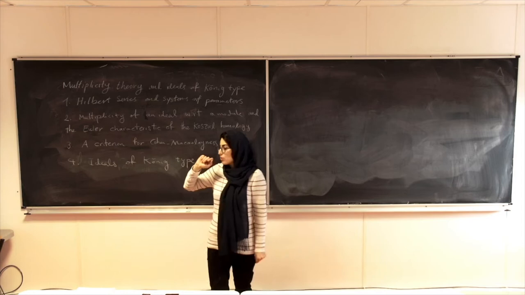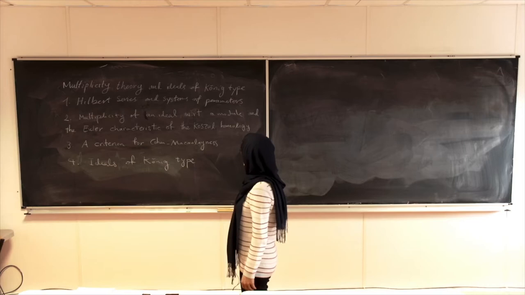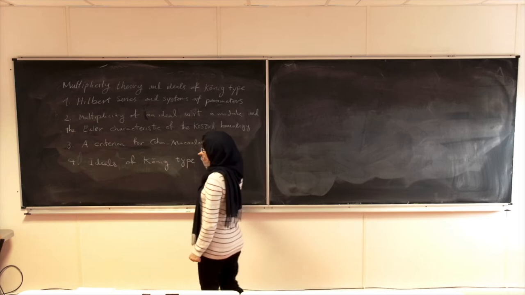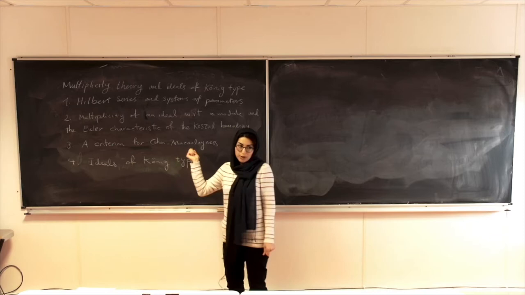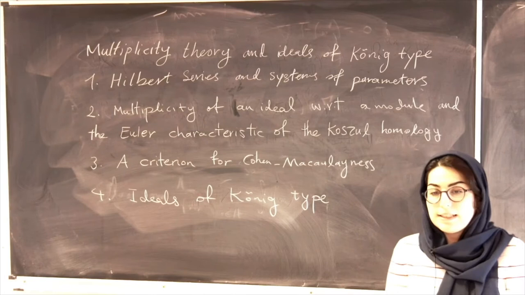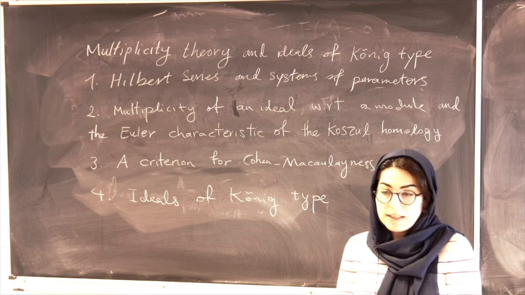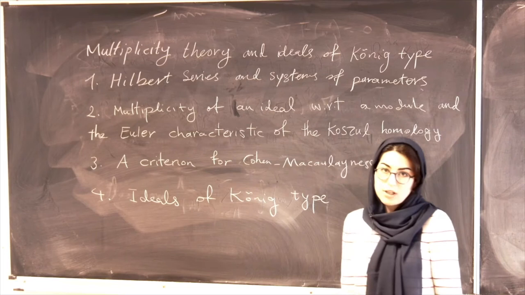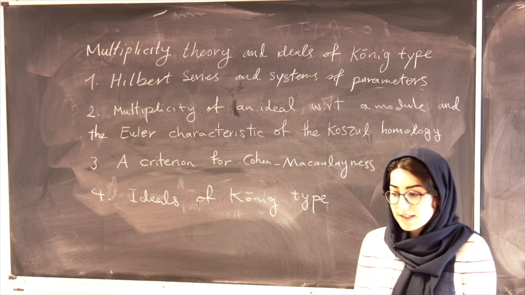For those who don't know this concept, I will give the definition. So this is all we will do in the first three lectures to be able to prove this criterion for Cohen-Macaulay-ness by Serre. And the goal of lecture four is to see how advanced algebraic techniques can help us to solve some problems which arise in combinatorics. Namely, we apply this criterion of Cohen-Macaulay-ness to ideals which we call ideals of König type, which are the extensions of the concept of König graphs in combinatorics.